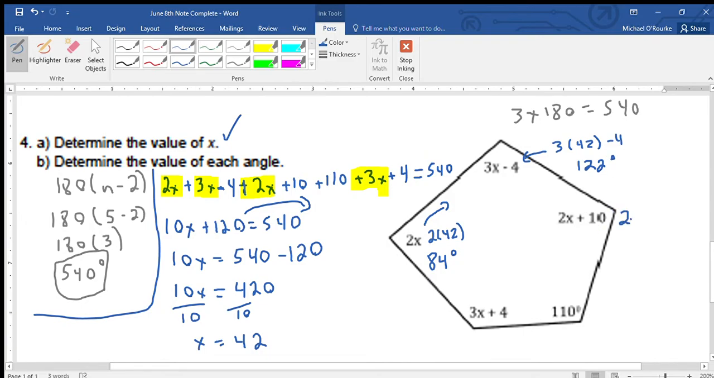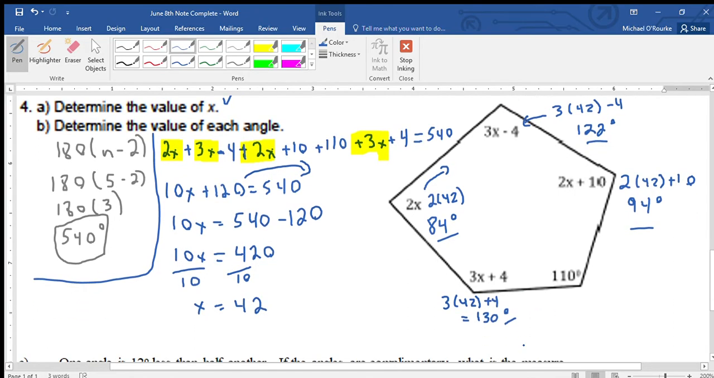This one here is 2 times 42 plus 10. So 2 times 42 is 84, plus 10 is 94 degrees. That one's already done, and this last one is 3 times 42 plus 4 this time, which is going to equal, what do we get up there? 126, 130 degrees. And there's our answers right there, there, there, and there.